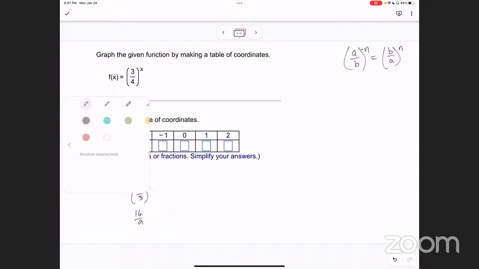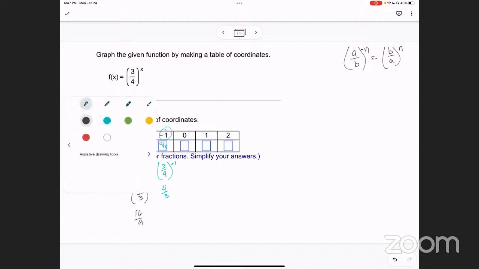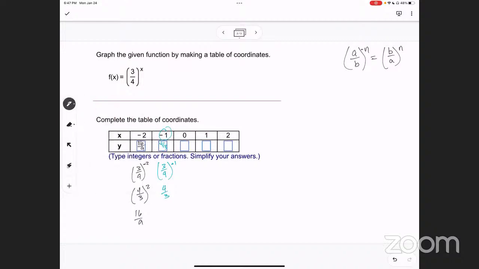Okay, how about this one right here? If you have 3/4 to the -1, tell me what that's going to be. Use the Dwyer property. 4/3. Yes. See, it works great, that Dwyer property. And what's the next one? 1. Yes. What's the next one? 3/4. And what's the next one?